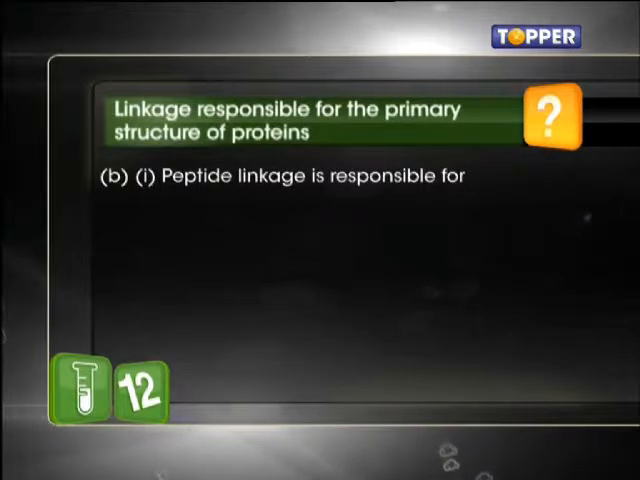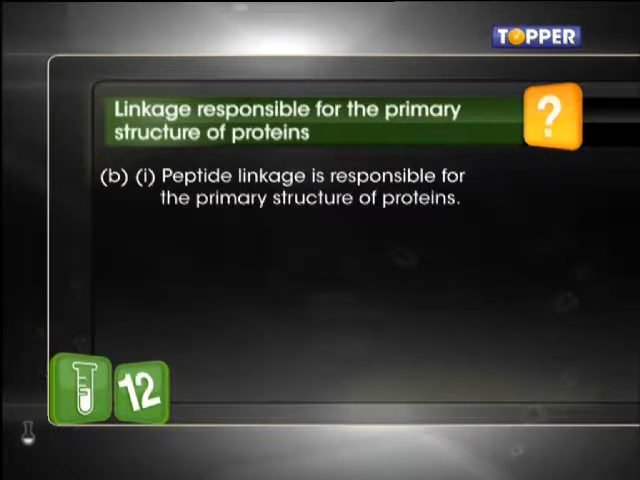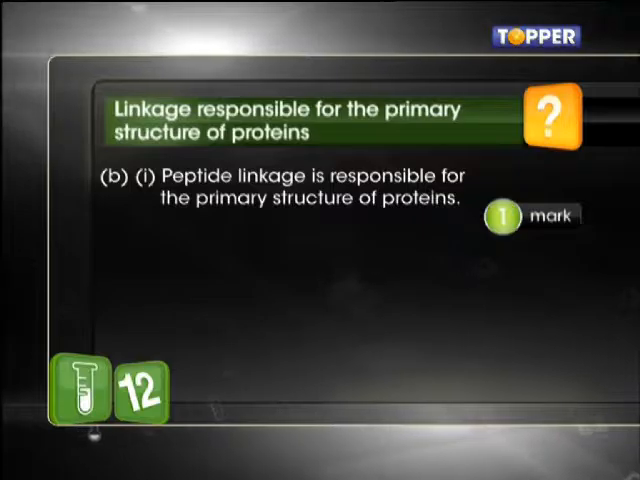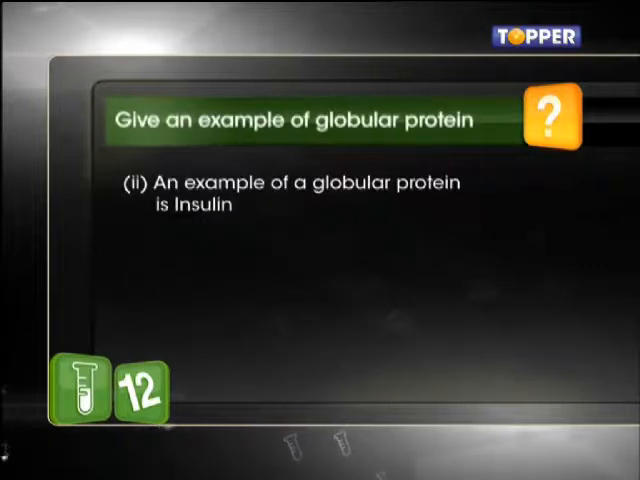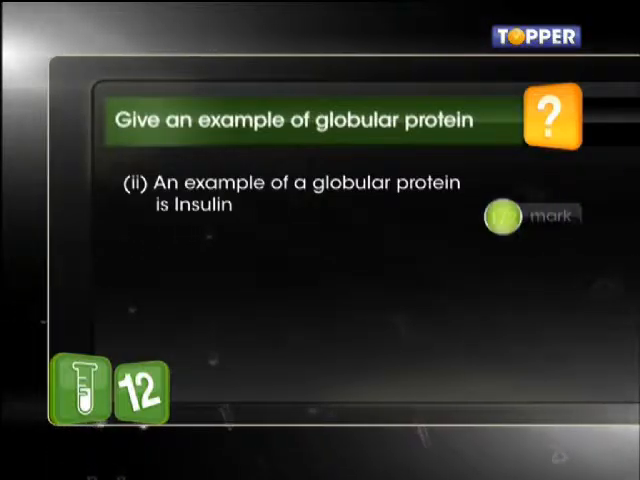Coming to the second part of the question, peptide linkage is responsible for the primary structure of proteins. And the last part, an example of globular protein is insulin.